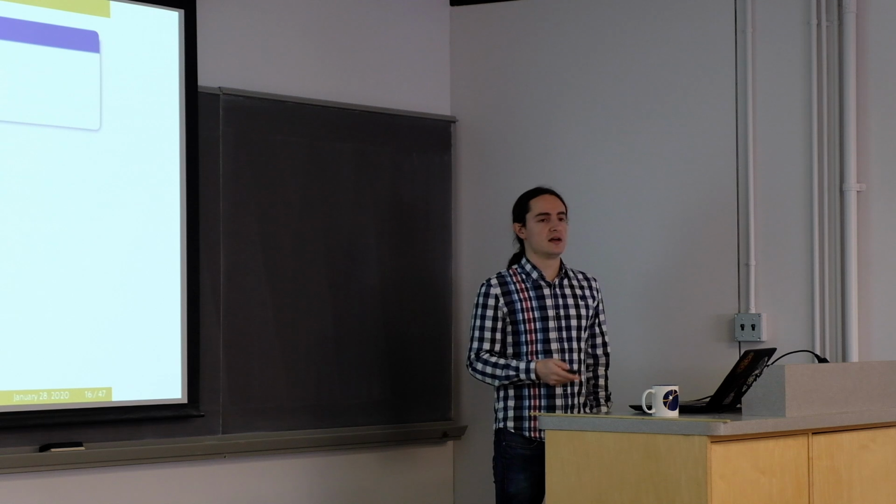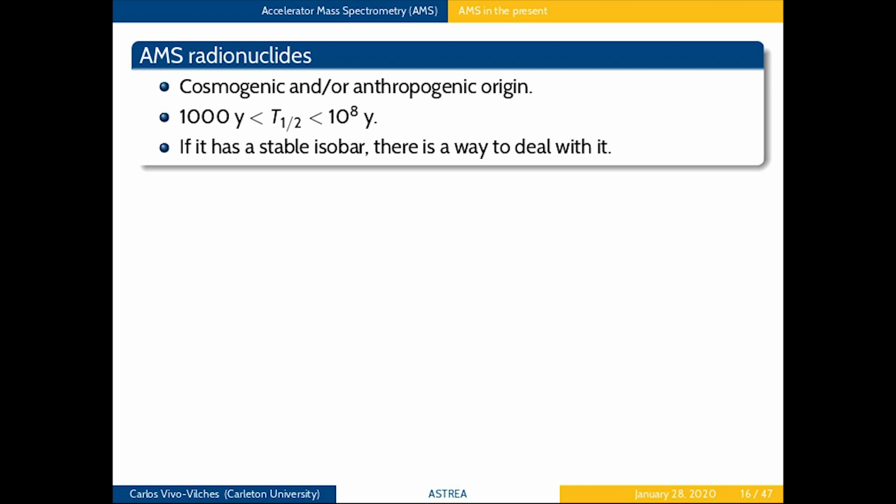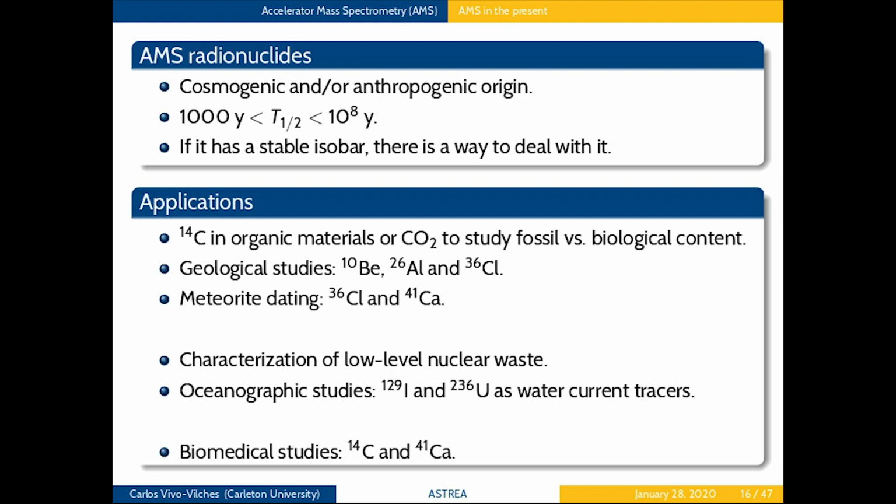Right now, AMS is used for a huge variety of radionuclides, cosmogenic and anthropogenic, with long half-lives, but always provided you are able to deal at least with the stable isobar, which is the main problem, the main challenge of any new AMS radionuclide. Also, it's used for many more applications than C14 dating. So C14 is also used to control the amount of CO2 that comes from fossil fuel burning and not from natural sources, because this fossil fuel has no C14.